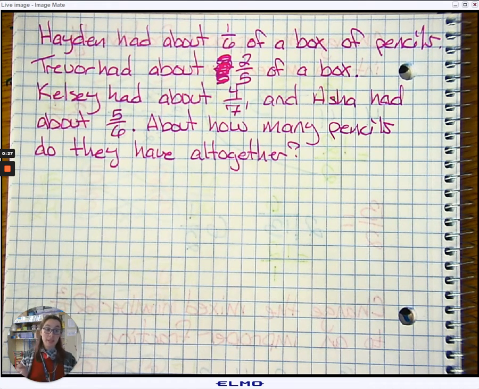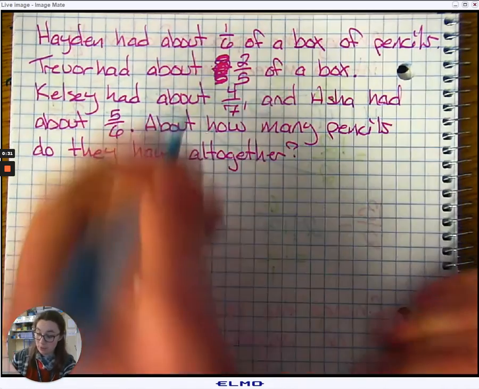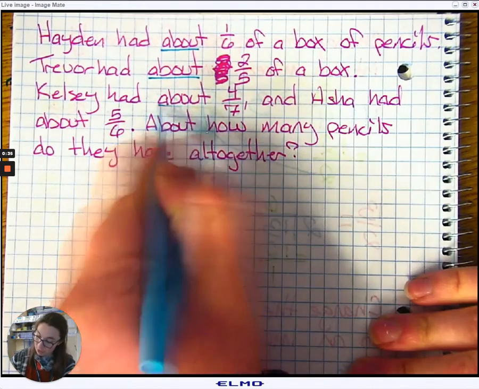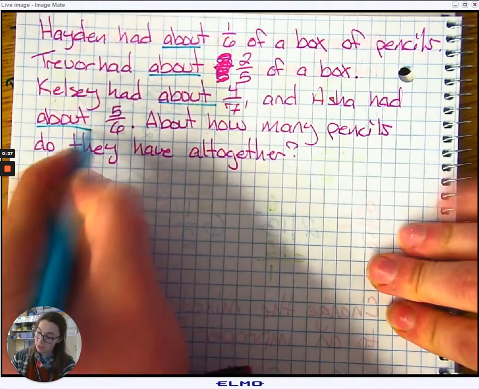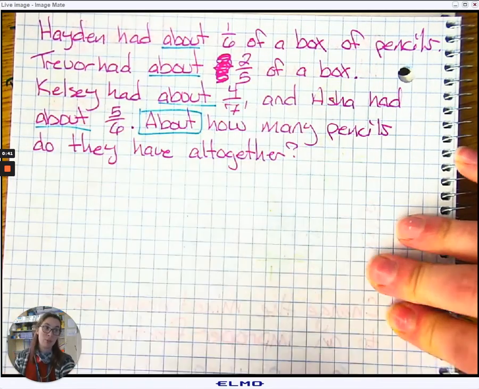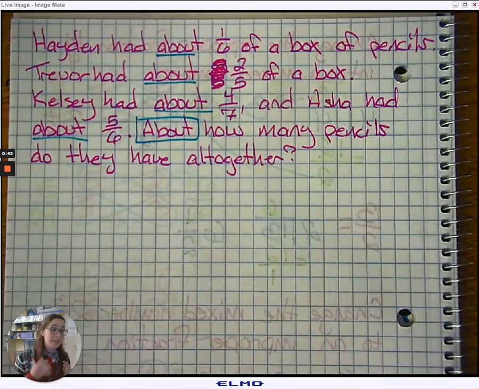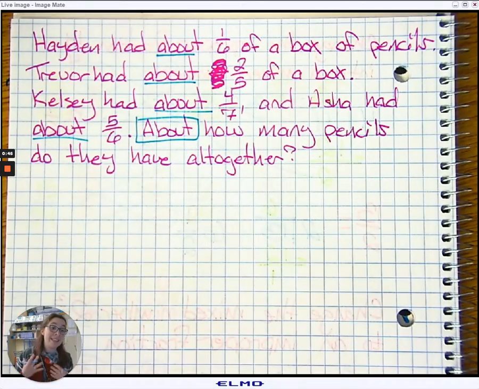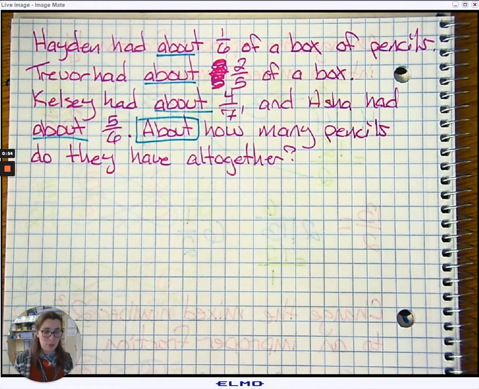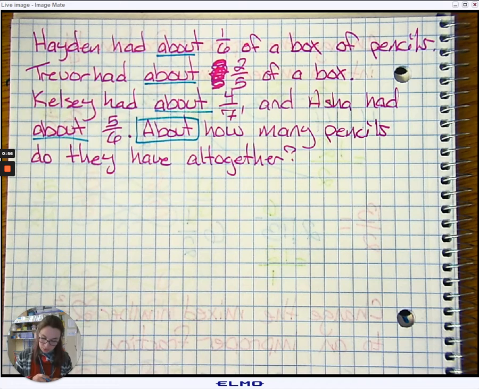Notice our key word here. The important word in this problem, we see about 4 times, 5 times actually, and the question starts with about. So what does that mean we're doing? We are estimating. We are not finding an exact number. In fact, we're not going to be finding an exact number all day today, except for maybe in review problems. So let's go ahead and do this.